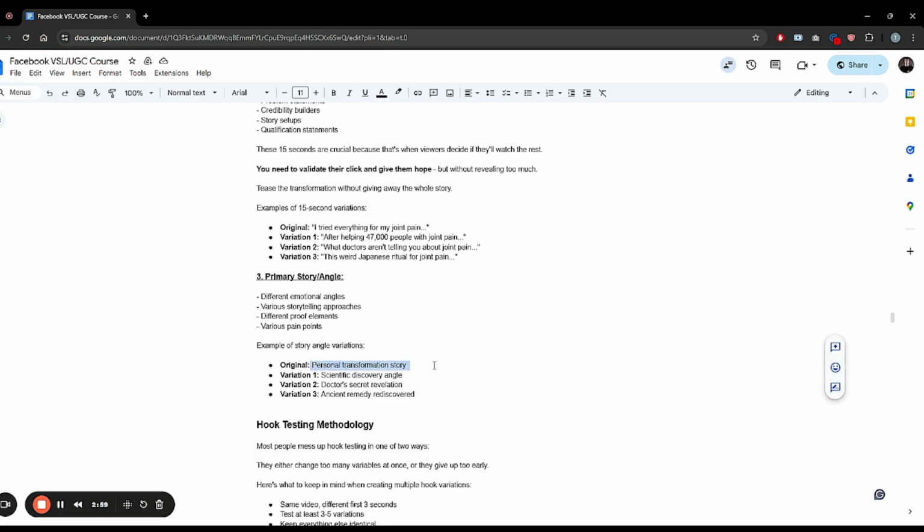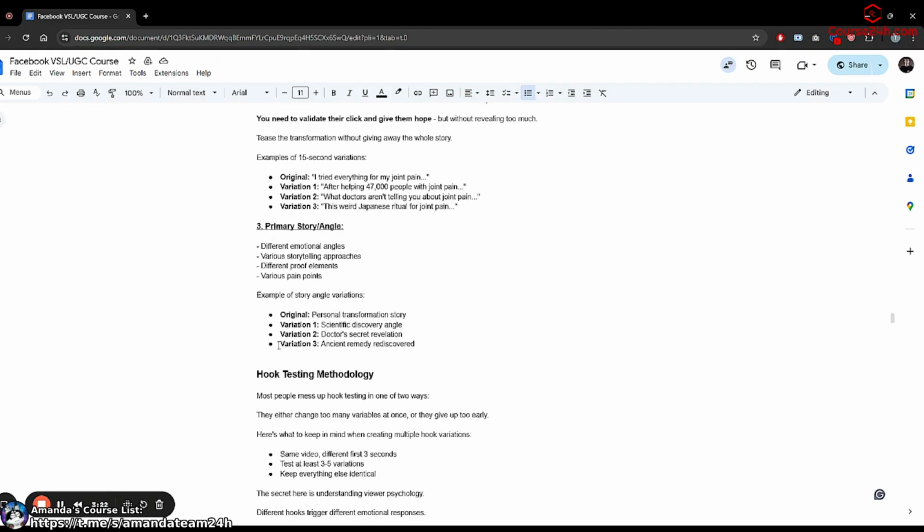So here you might have the target customer talking about the story of the pain point and how he found the solution. But here you have a doctor talking. You have the doctor as a spokesperson and the authority figure talking about the problem and what the actual solution is. And another variation example is ancient remedy rediscovered.